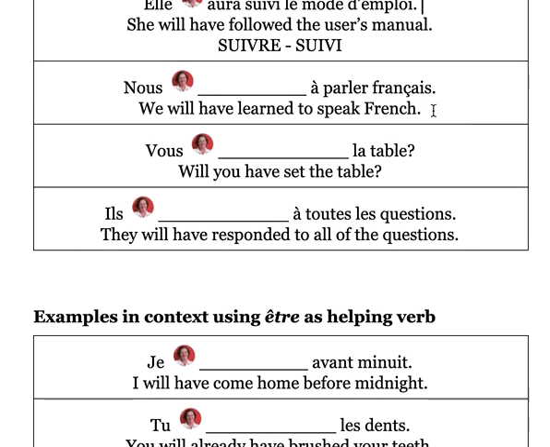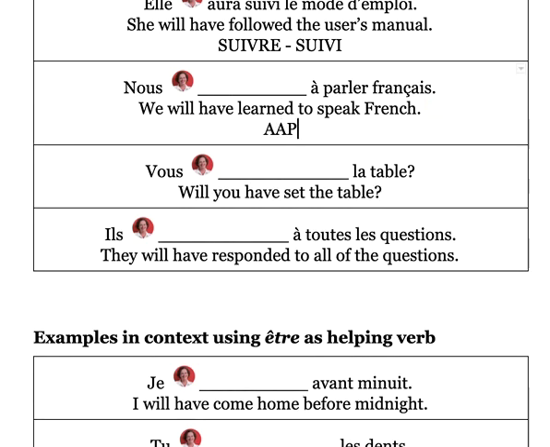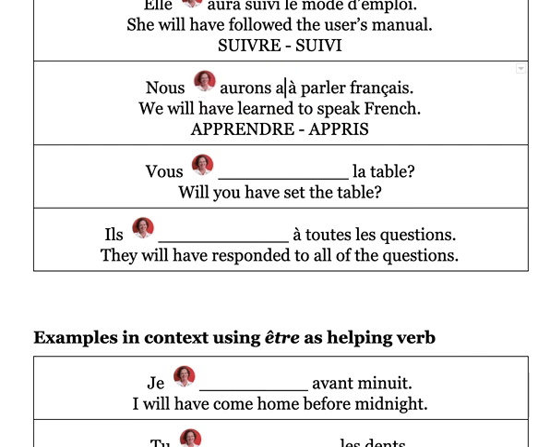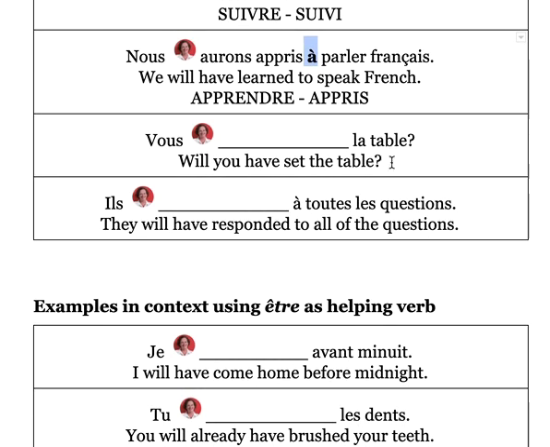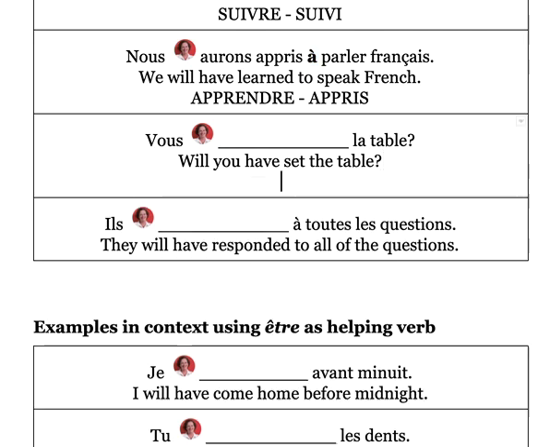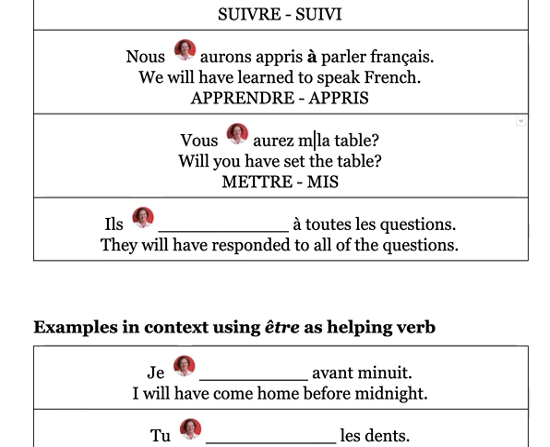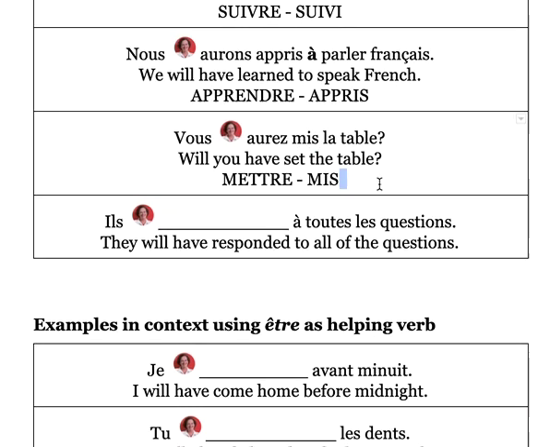We will have learned to speak French. To learn, apprendre, right? And so our past participle is appris. Donc, nous aurons, right? Nous aurons appris à parler français. Don't forget your à there. That's super important. Will you have set the table? See, this one I turned into a question. How do you say set the table? Which verb are you going to use? Right? It's mettre. Past participle mis. Donc, vous aurez mis la table.